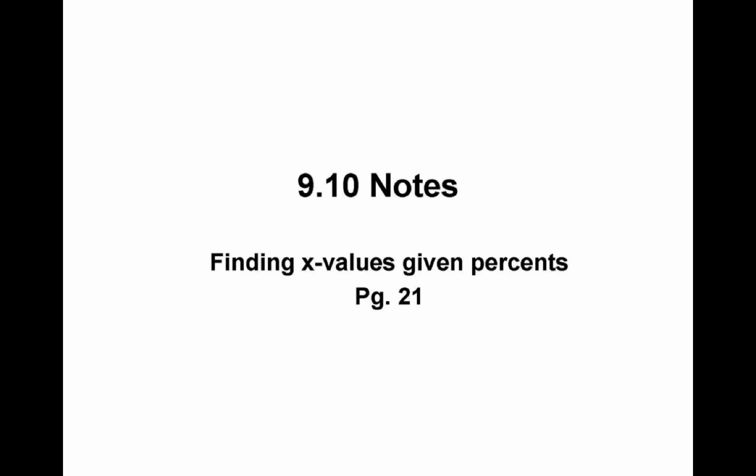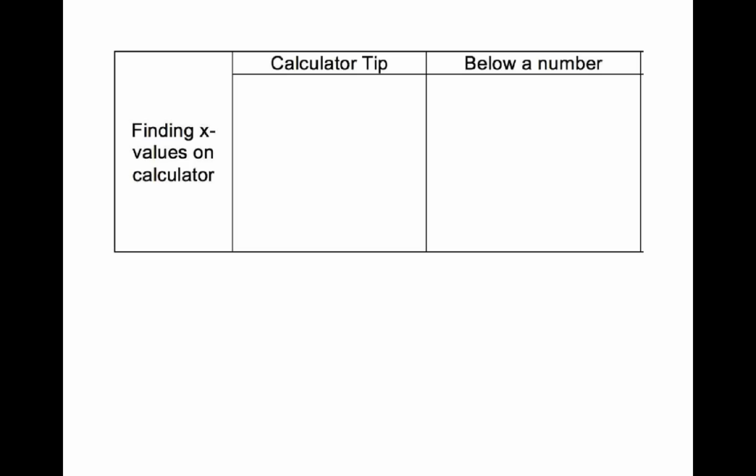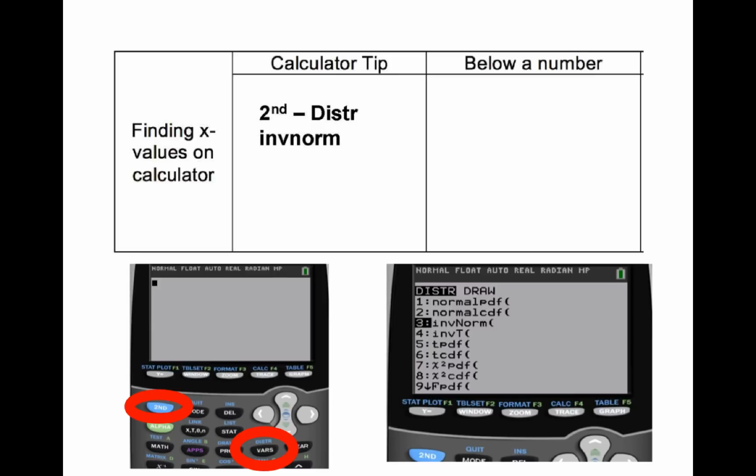So 9.10 notes. This is finding x values when you're given a percent. So our learning target today is to find any value when you're given the percent. To do this on your calculator, you're going to go second distribution, inverse norm. So instead of number 2 like yesterday, we're going to go down to number 3.